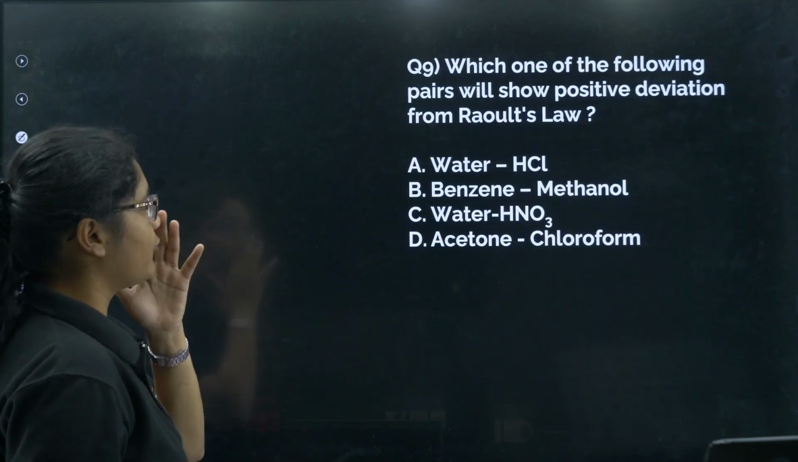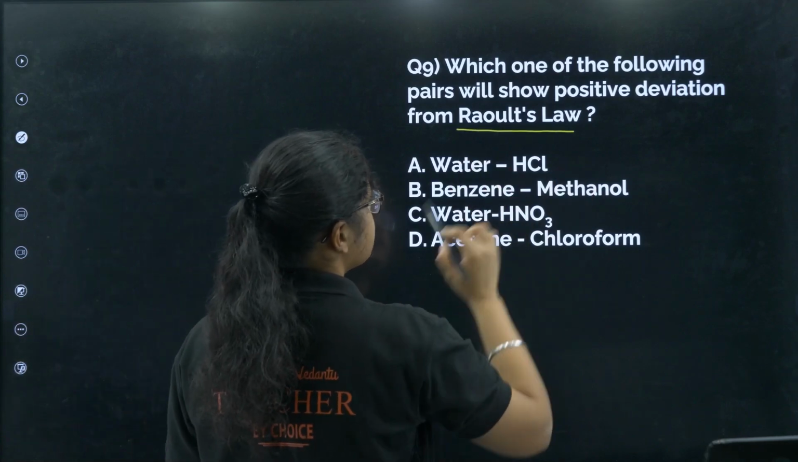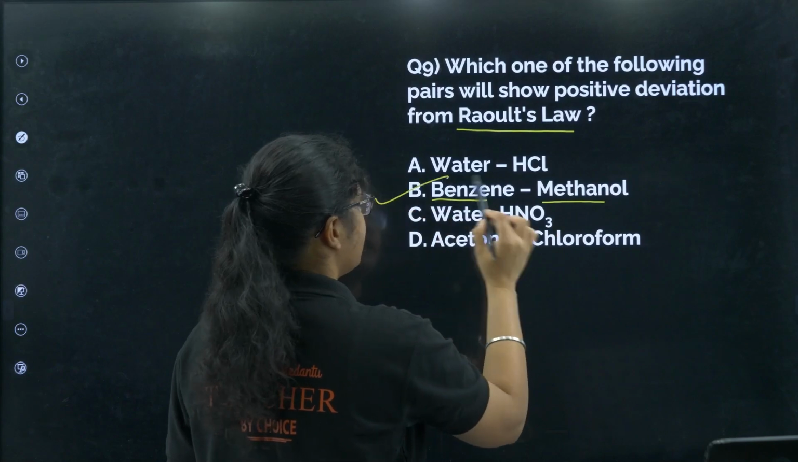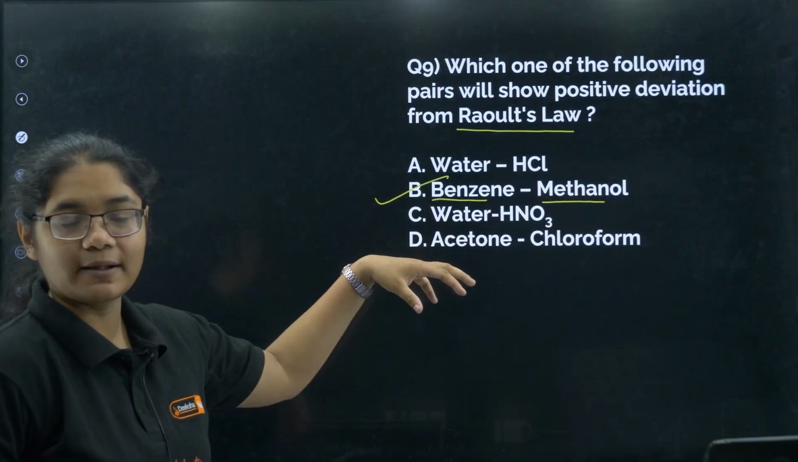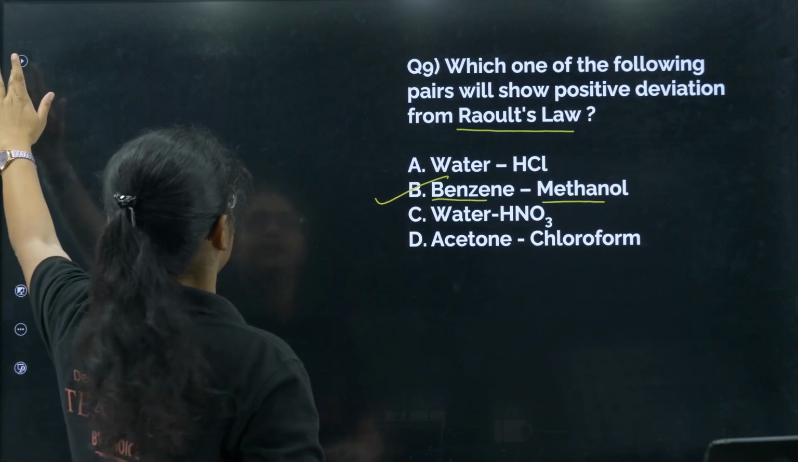Next, which of the following will show positive deviation from Raoult's law? Positive deviation means what? The interaction should be weak. If you see methanol and benzene, methanol has strong hydrogen bonding among themselves, but when I add benzene to them, the disruption is there, the bonding becomes weak, so that will show positive deviation.